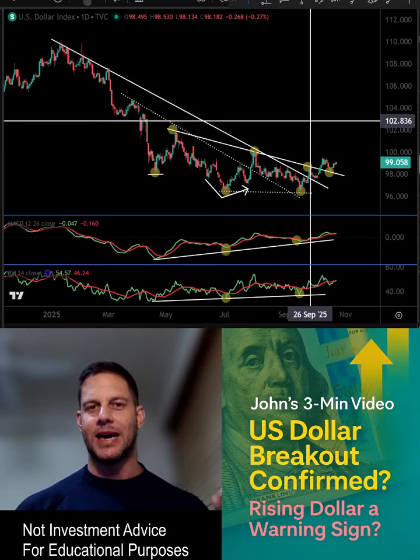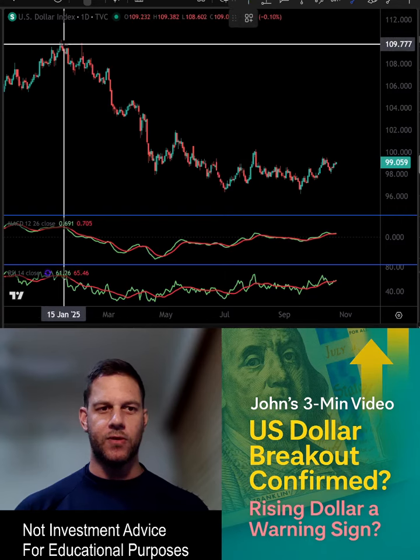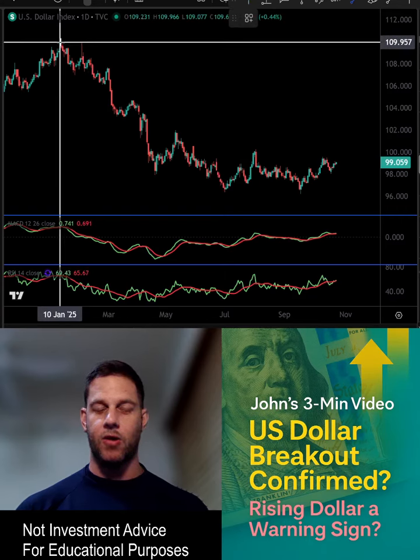So let's delete all the lines, and let's firstly start with the high from earlier this year, the 10th of January, so pretty much the start of 2025. If you were to draw a trend from here, you can see lots of touches there. It had quite a sharp sell-off.